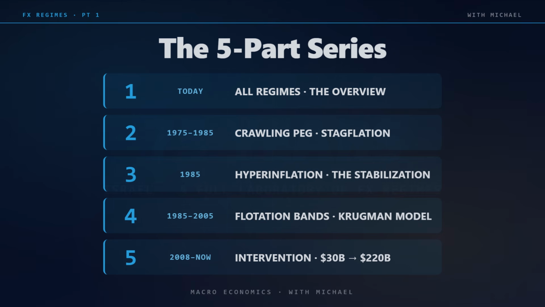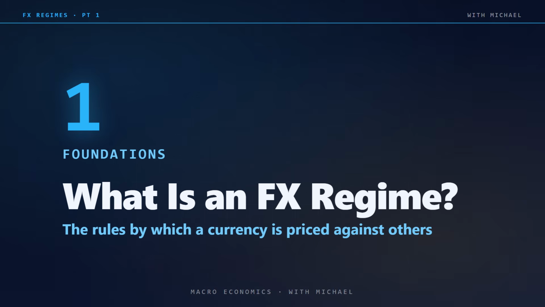From crawling pegs to horizontal flotation bands to diagonal flotation bands, to the fully free market regime of today. Each regime was chosen to solve the problems of its time. Each regime, in turn, created its own problems. By the end of this series, you will understand every major exchange rate system in the modern world, not as theory, but as something a real economy actually lived through. Let's start with the basics.